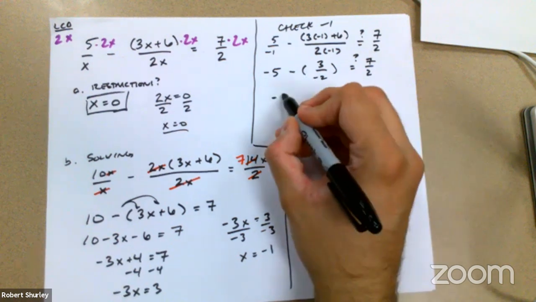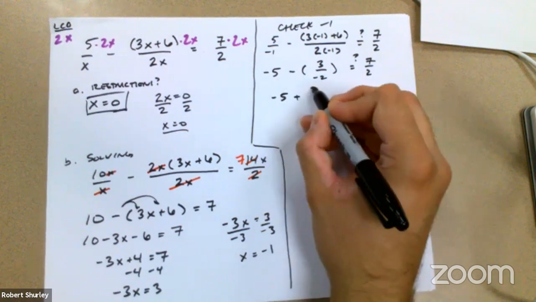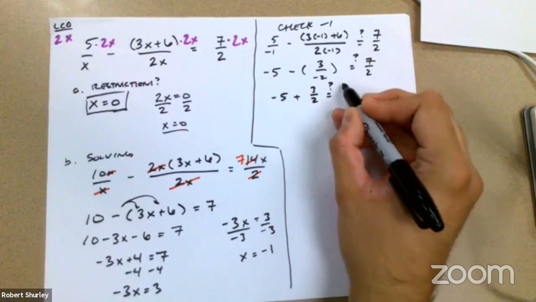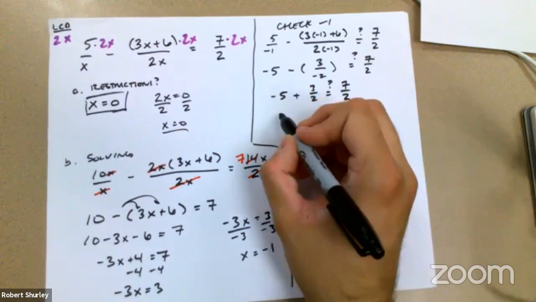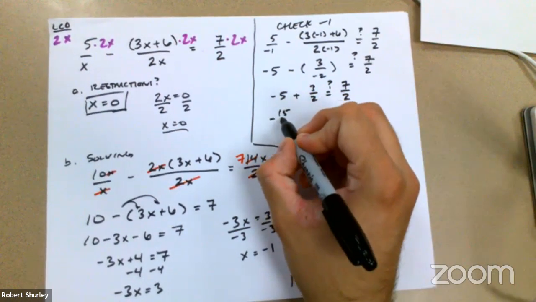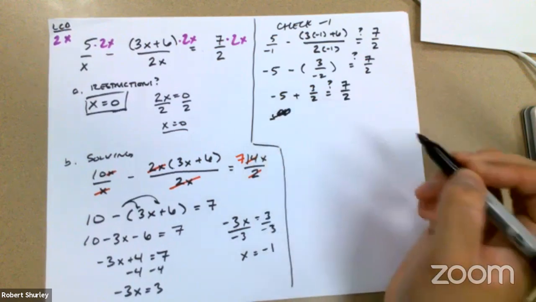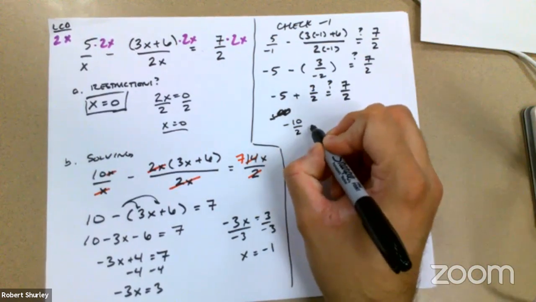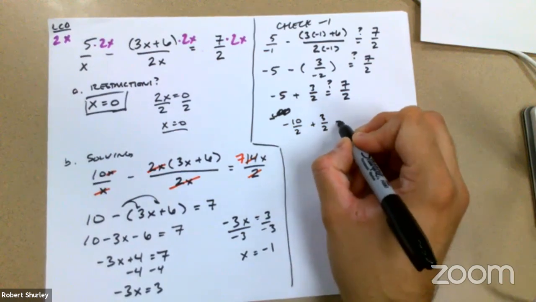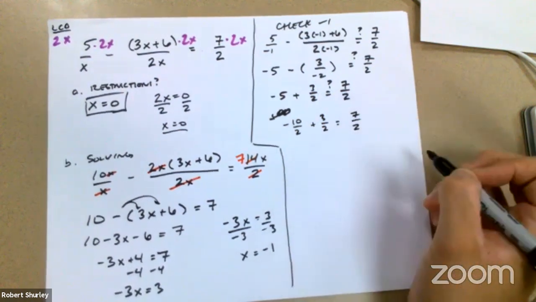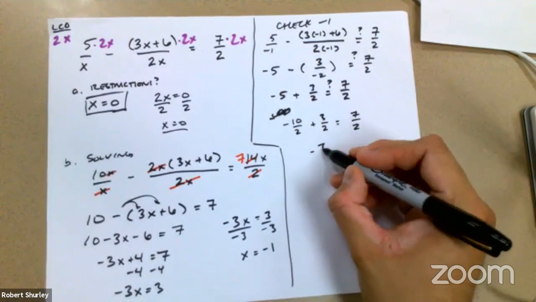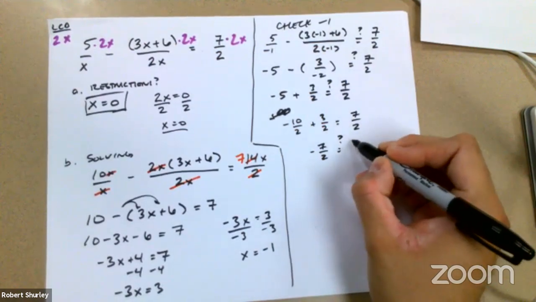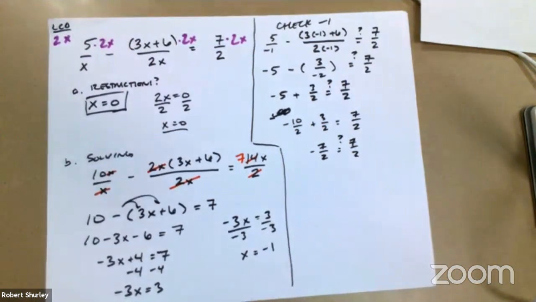So this becomes addition. So negative 5 plus 3 halves. That doesn't equal 7 halves. Oh, no, yeah, it does. Negative 5 is negative 10 halves, right? Plus 3 halves. But that's a positive. I got negative 7 halves. That doesn't equal 7 halves. Let's see if I did some goofy math. I might have done something wrong. It happens.